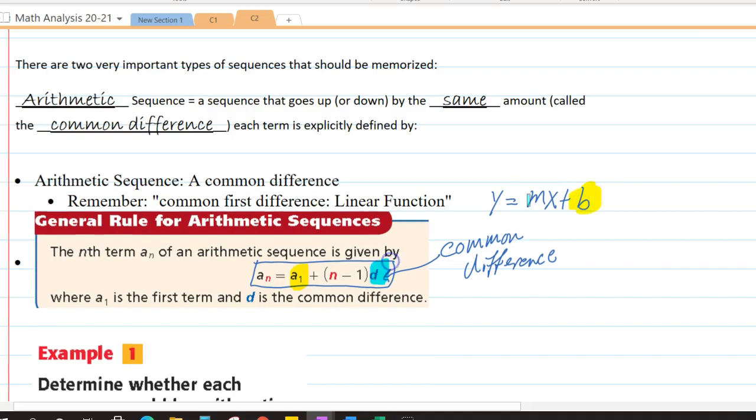Our common difference would be our slope, how much we move each time the x value changes. And then our n minus 1, that's basically n as our variable, that would be our x. So if you have a first common difference, we have a linear function, and we'll utilize this more in later chapters. But for now, understand that when you have an arithmetic sequence, you have a common first difference, and that's a linear function.